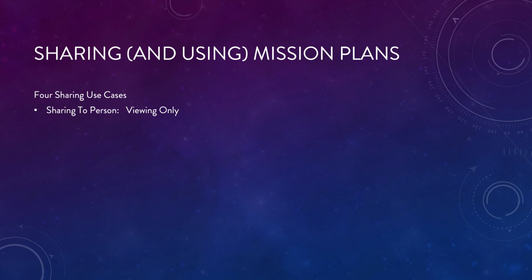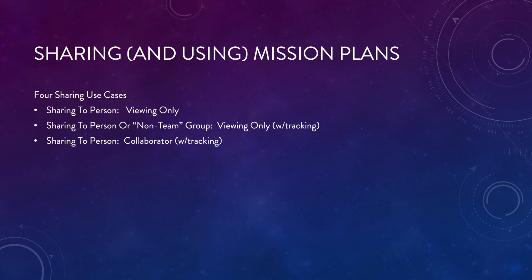The first is when you're sharing a plan with another person and you really don't care whether or not you keep track of who and when that person goes in and accesses your plan. The second use case is when you're sharing with a person, or even more likely if you're sharing with a large group, and you want to keep track of who has access to your plan. The third case is when you're sharing with a person, but you want to actually allow them to edit and modify the plan that you're in.